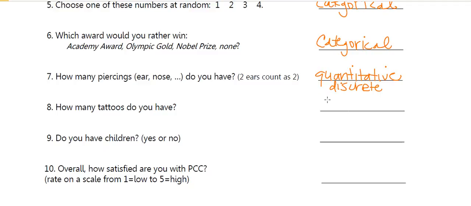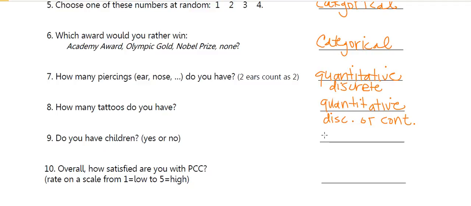How many tattoos? Also quantitative. Continuous or discrete? I think you could argue either one on this. Last term, my students told me that a tattoo could be partway finished, and so you could actually think of it as continuous. So I'm going to say discrete, or continuous.